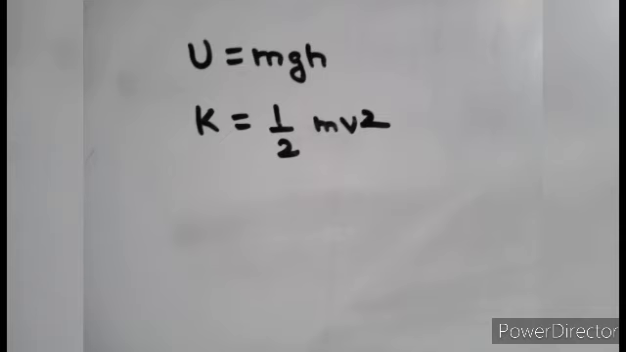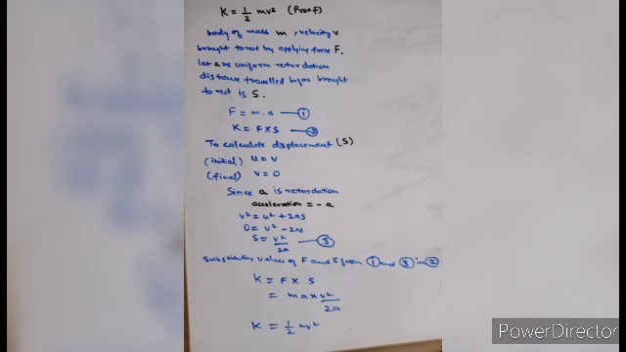Now the next thing is really important for you: K equals half mv square, and you have to prove this. Suppose a body of mass m has a velocity v, and it is brought to rest by applying a force F. Let a be a uniform retardation, and the distance traveled before we bring that body to rest is S. So F equals m into a, and K equals F into S.